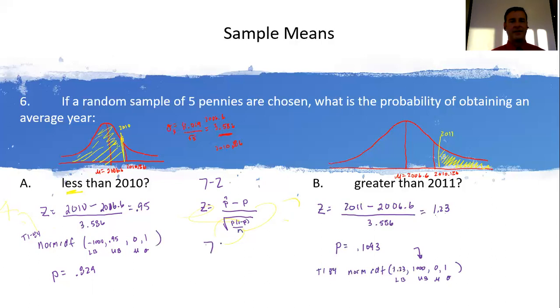Okay, and now 7.3, you have a new formula. It's x bar minus the mean divided by the standard deviation over the square root of n. And that's why we follow this one for 7.3. All right, and that is about it.